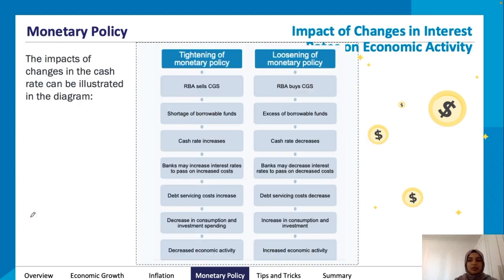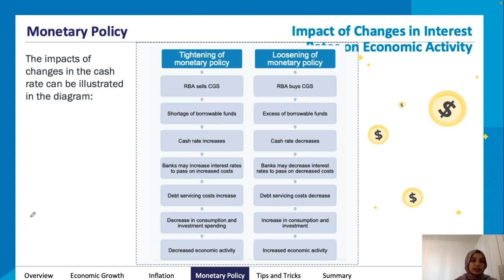So, moving on. The impacts of changes in the cash rate can be illustrated in the following diagram. When we want to tighten monetary policy, the RBA sells Commonwealth government securities, like we talked about. So they will sell the securities. What will happen is there will be a shortage of borrowable funds, right? Because there's not as much there to borrow anymore. So we know the simple rule that when there is a decrease in supply, the prices will increase, because there's not as much available. Think back to the Yeezy example that I went through earlier.